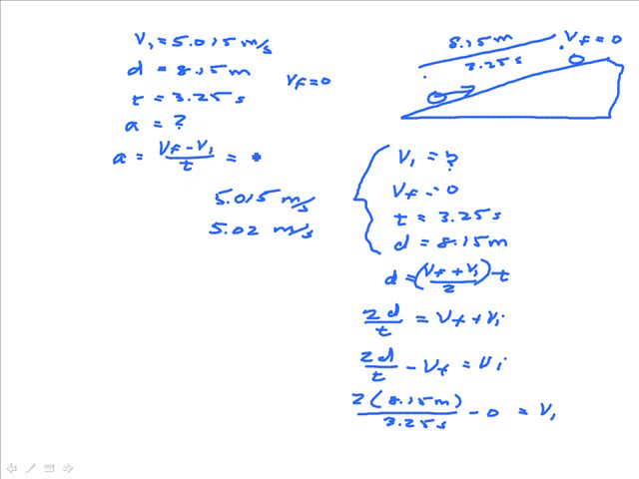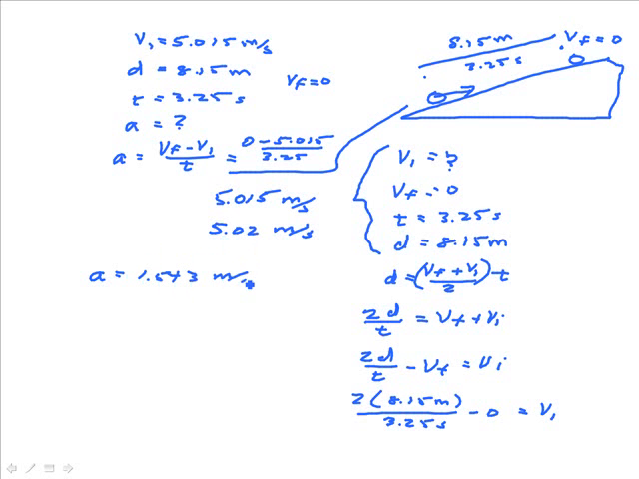Now most of the solutions require a knowledge of Vi. And so we'll use the Vi that we solved for in the first problem. And so we get 0 minus 5.015 divided by the time, which is 3.25 seconds. And what we get is a equals, all right, negative 5.015 divided by 3.25, and we get 1.543.